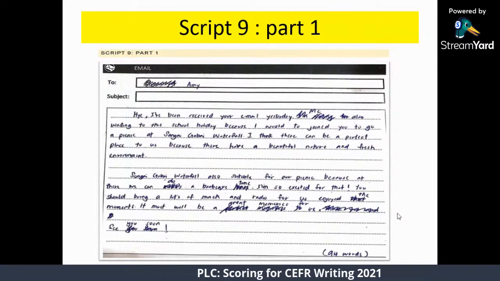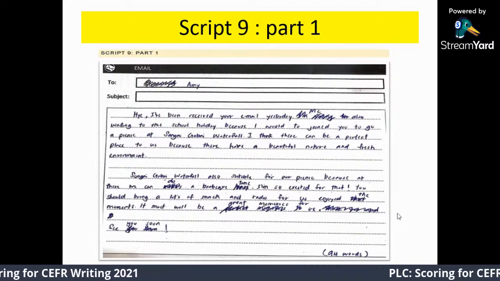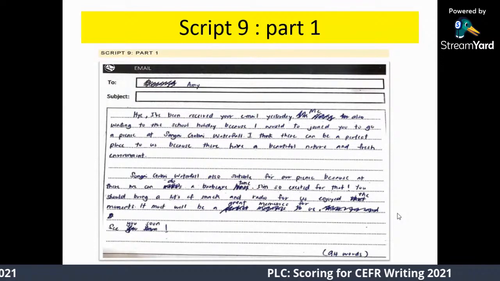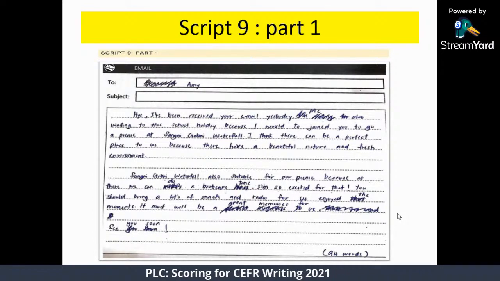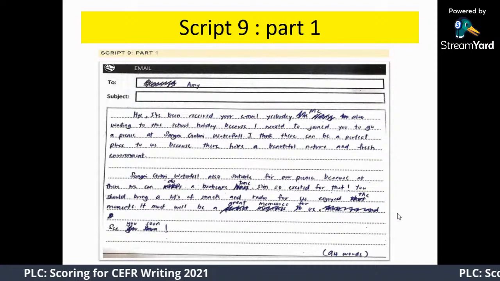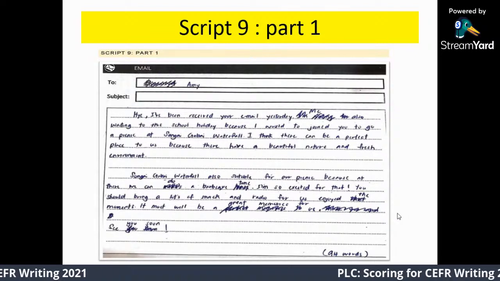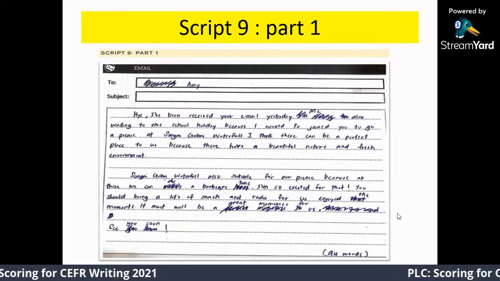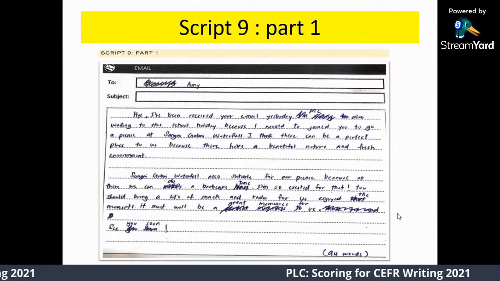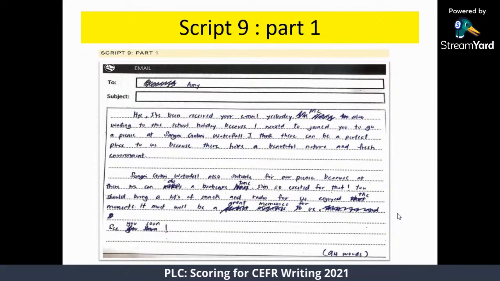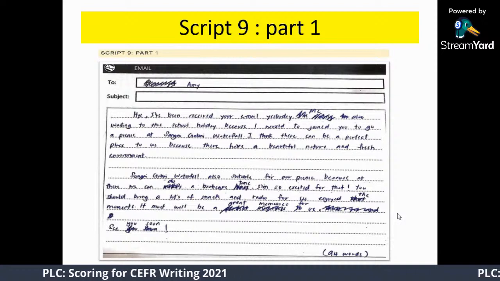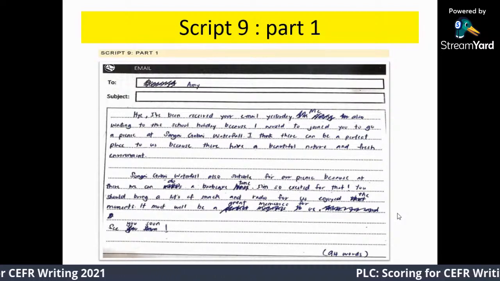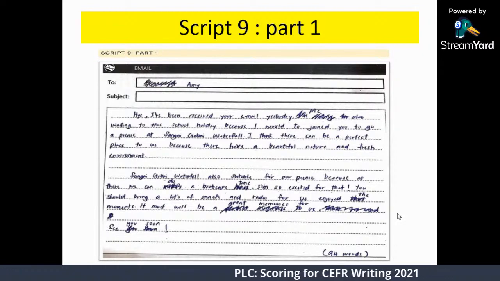Next, "I think there can be a perfect place, I think it can be a perfect place for us because they have a beautiful nature." It should be "it is surrounded by beautiful nature." Errors there, just underline. "And fresh environment. Sungai Gabay Waterfall" has an omission, so you put an omission sign there. "Is also suitable for our picnic because at there, because we can have a barbecue there." Errors, and also you put the zigzag because it's a transpose, it should be inverted.